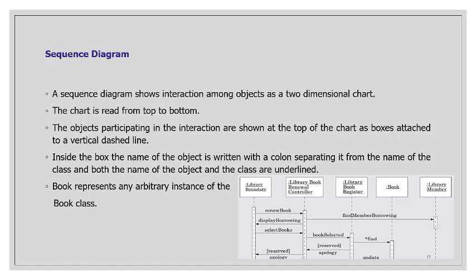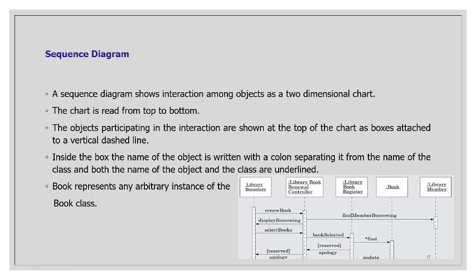Each message is indicated as an arrow between the lifelines of two objects. This is called a message. This object sends a find member borrowing message to this library member. So this message comes from this object to this object. Each message should be labeled with some message name, and some control information can also be included here.